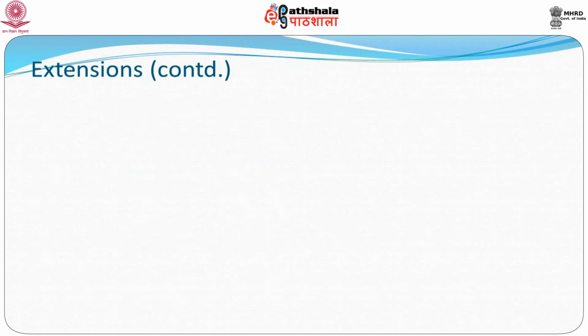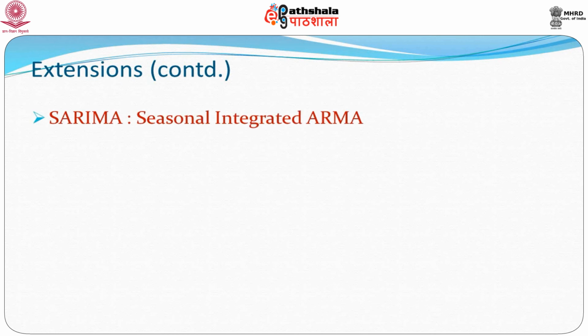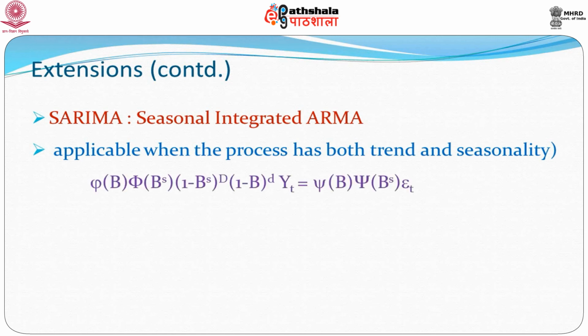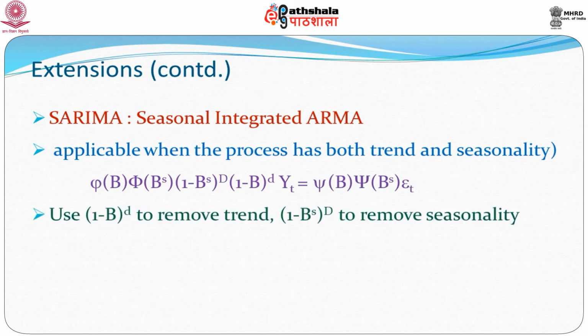Similarly, there is another extension which is the SARIMA model. SARIMA is a seasonal integrated ARMA model. It is applicable when the process has both trend and seasonality. So, in this case, in addition to the trend, we have a seasonality component, and we write the model this way, where again 1 minus B to the power of d is used to remove the trend part. Differencing would remove the trend part.